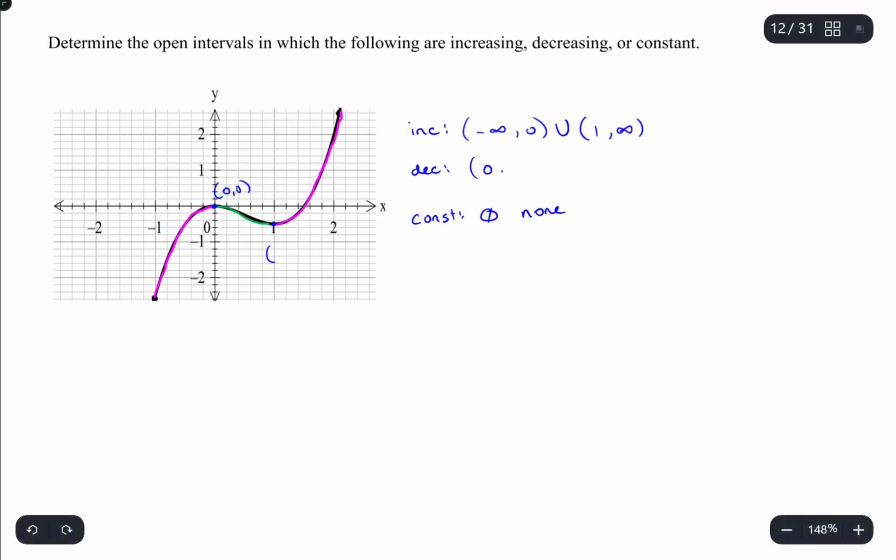So you would go from 0 to 1 on the x. And that's all the information that you would need to give.